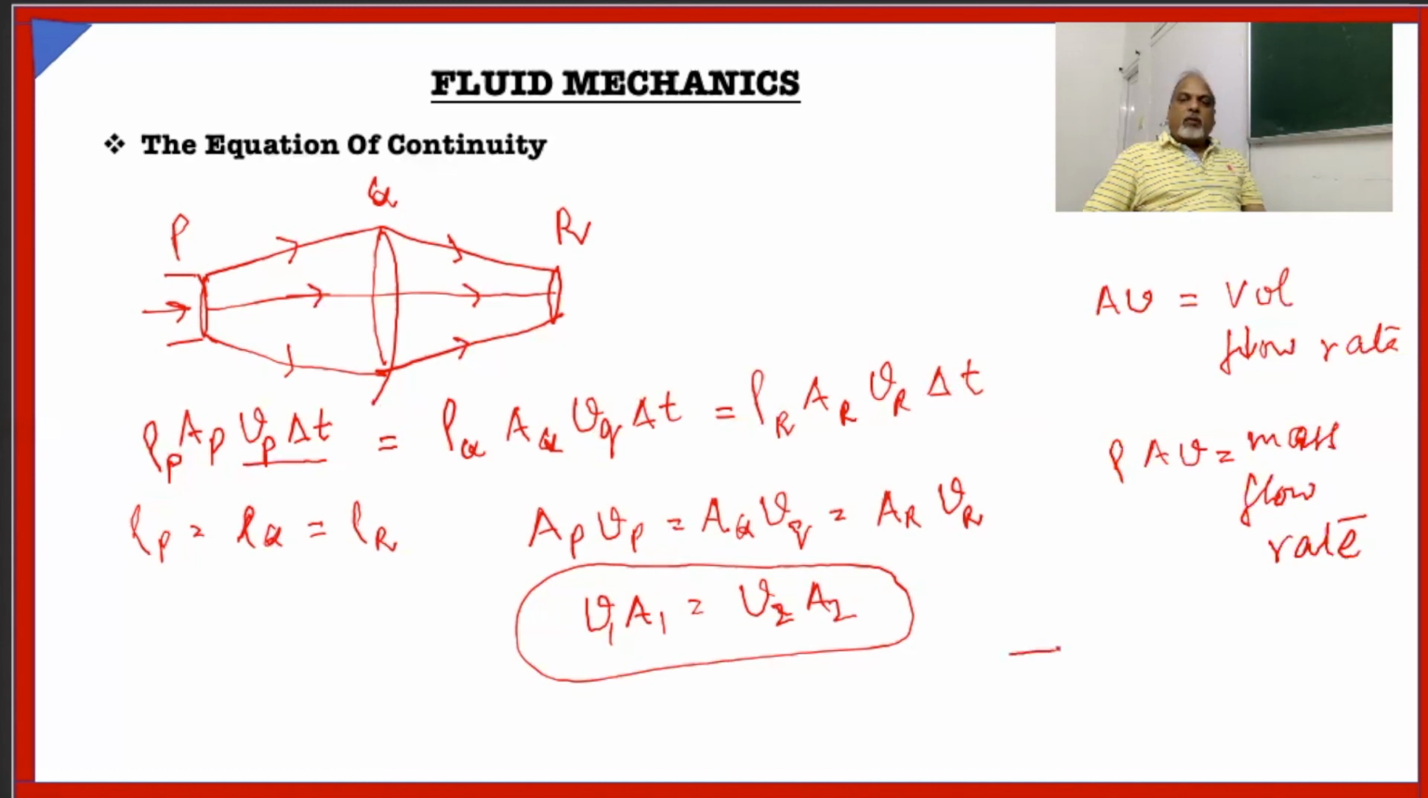Suppose you have a tube like this, where it is A1, V1, and here it is A2. Here you can find V2 with this equation very easily. So this is the meaning of the equation of continuity. I hope you understood this.